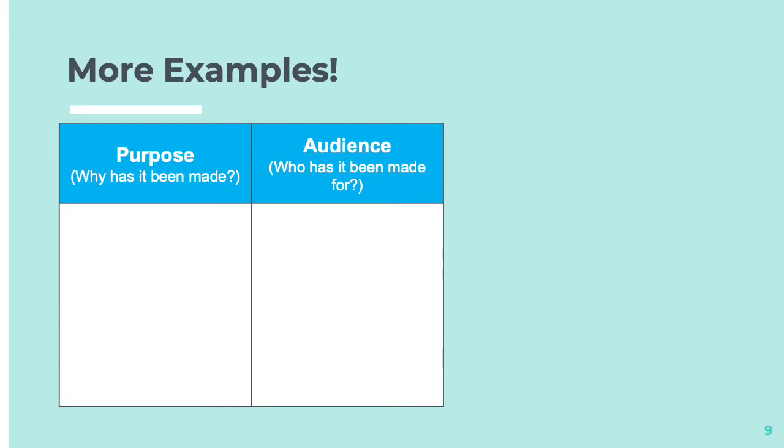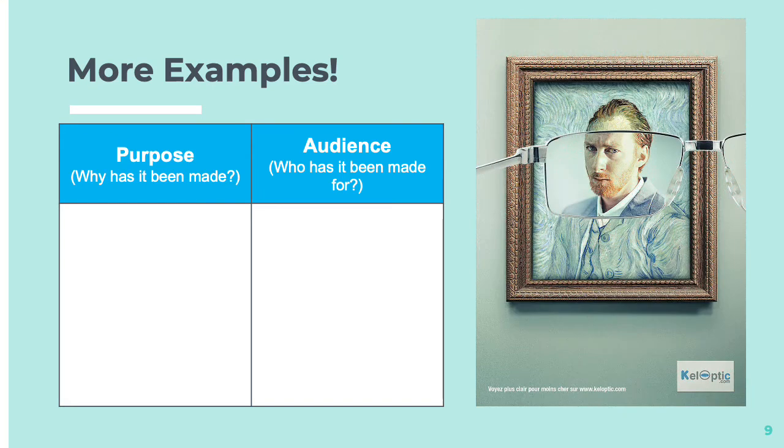Brilliant. Okay, now we're going to practice a few more examples. So on the next 4 slides, you're going to see different posters, different adverts, and for each one, I'd like you to think about the purpose and the audience. So why has it been made, do you think, and who has it been made for, do you think? And again, I'd like you to just write your answers straight on the boxes. So here's your first picture. Who has this been made for? And why do you think it has been made? Pause the video, answer those questions.